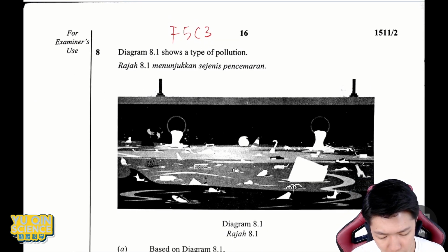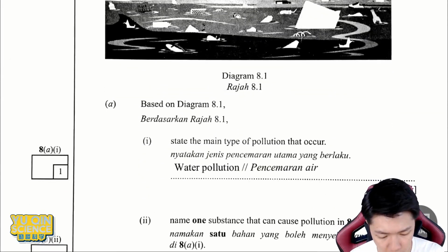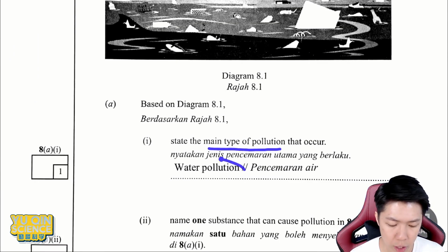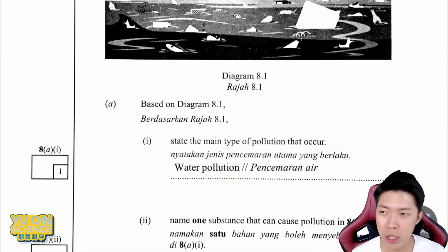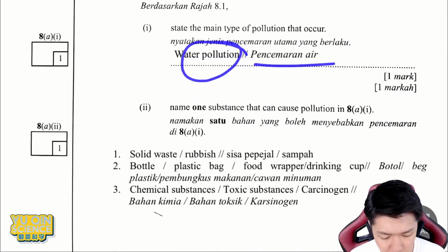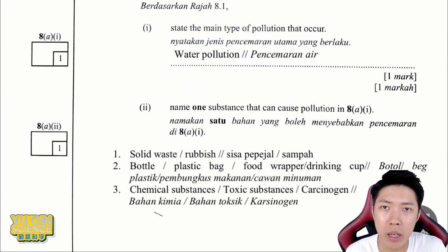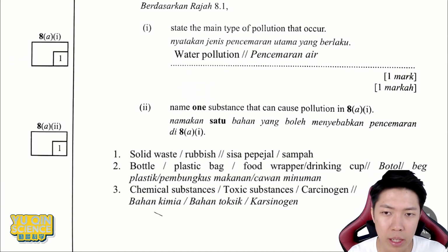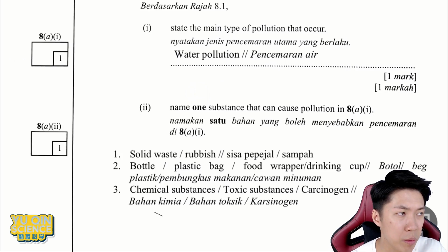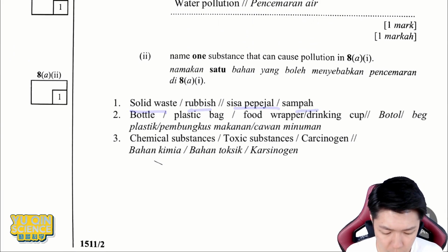Okay, what pollution? Main types of pollution that occur: we have water pollution, air pollution, and so on. So water pollution. Next one, substance that can cause pollution in the above. Water pollution can be what? Can be plastic, chemicals from the factory, fertilizers from the farm, whatever you can think of. So it could be solid waste, plastic, food, whichever you can mention.